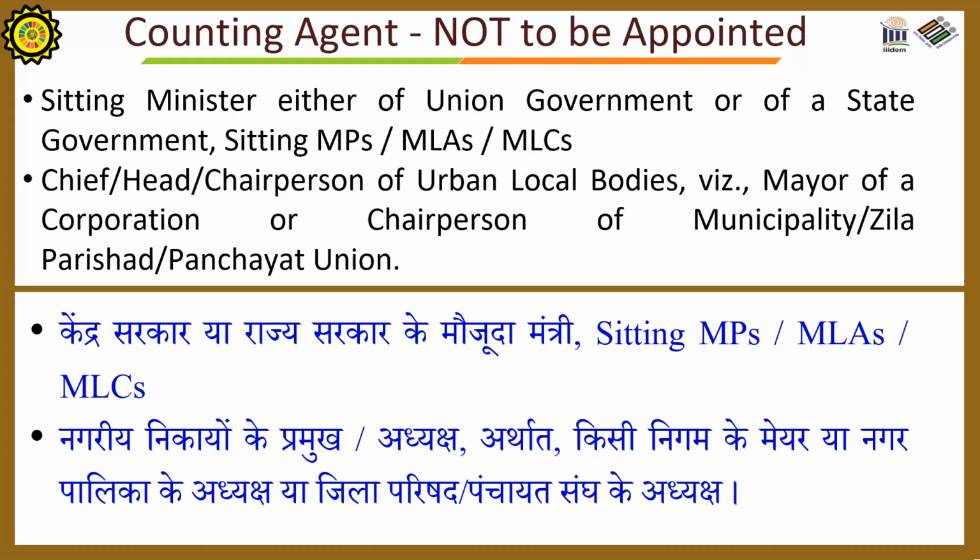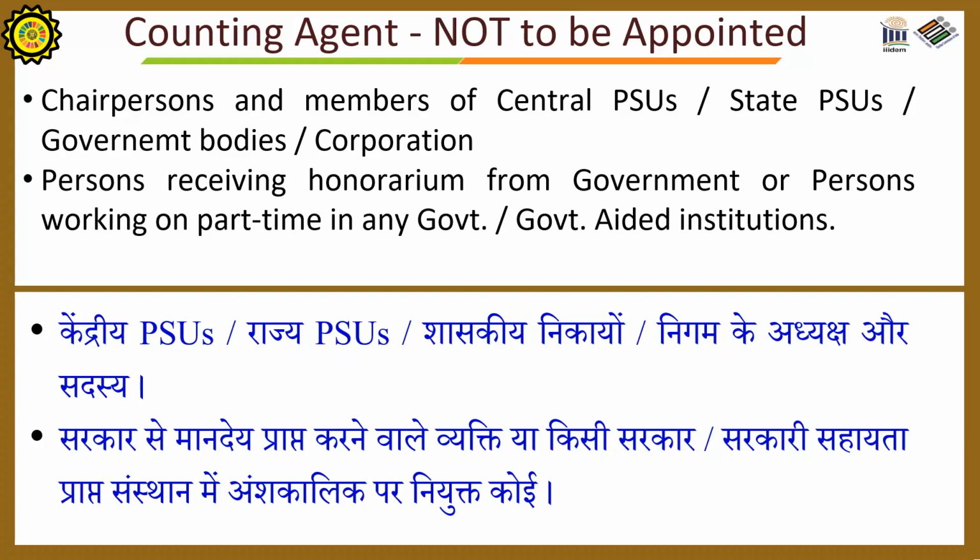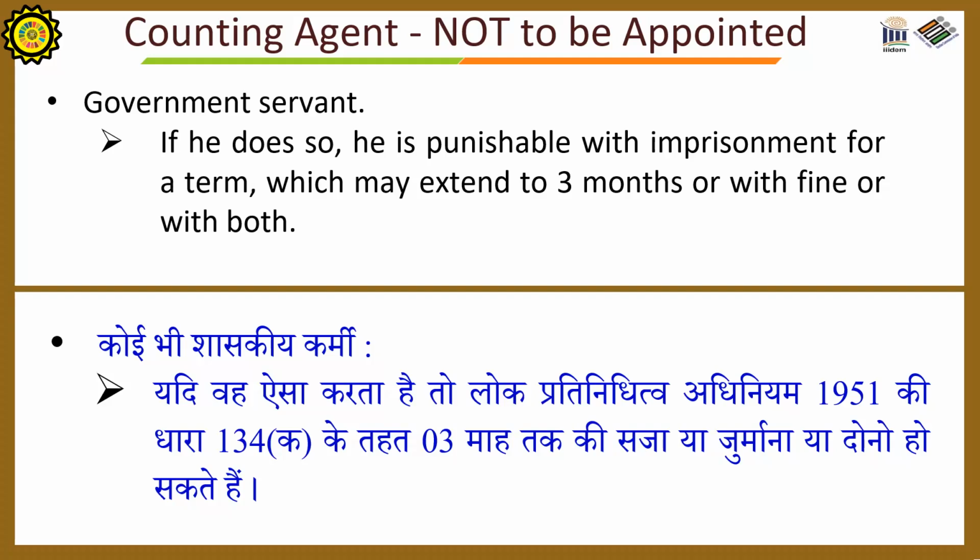Persons not to be appointed as counting agent: sitting ministers either of union government or of state government, sitting MPs, MLAs, MLCs; chief heads or chairpersons of urban local bodies, that is, mayor of a corporation, chairperson of a municipality, Zilla Parishad, Zilla Panchayat; chairperson and members of central PSUs, state PSUs, government bodies, corporations; persons receiving honorarium from the government, or persons working part-time in any government institution or government-aided institution; and also government servants.